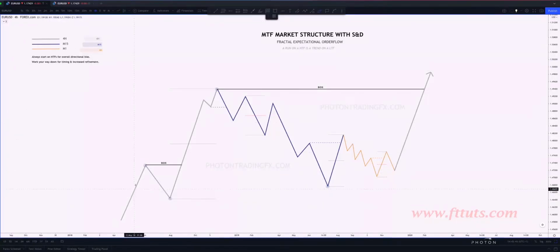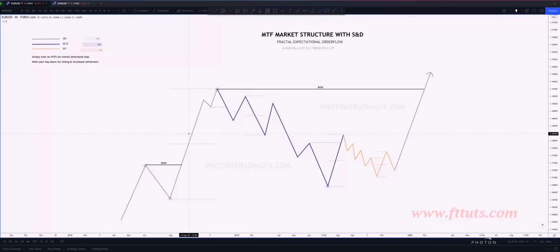So this big thick dark gray line is the 4-hour chart. So we are clearly in a 4-hour bullish trend. We form that higher high, pull back to form a higher low, and then we get that break of structure. So what do we expect after a break of structure? We expect a 4-hour pullback.